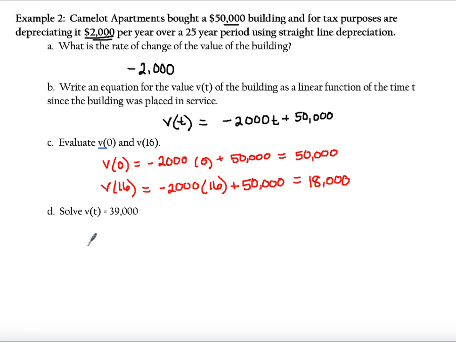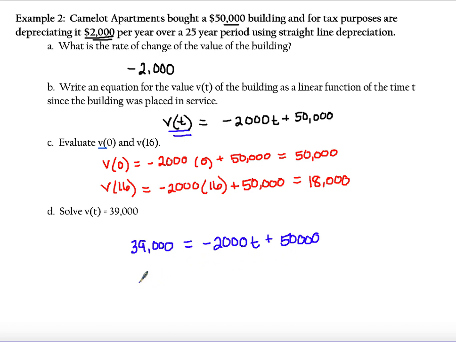And letter D, solve V of t equals 39,000. So we can set that up as a nice equation. It says V of t is the 39,000, so I'm going to put 39,000 as my starting value here for V of t. 39,000 equals negative 2,000 t plus 50,000. What that's basically asking us is, when is the value $39,000? So we're trying to figure out at what time is the value of this building 39,000. And so we'll solve for t.